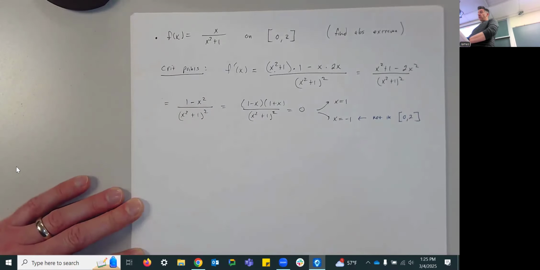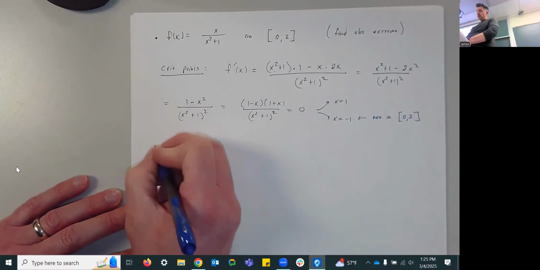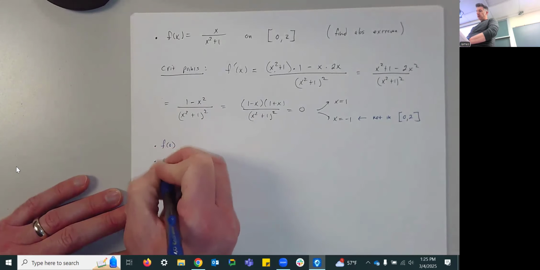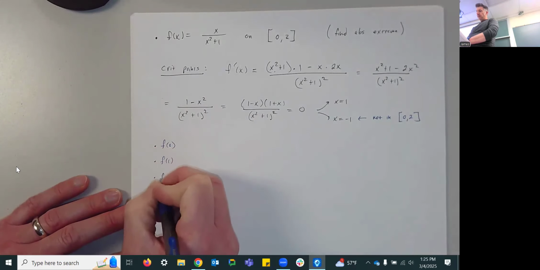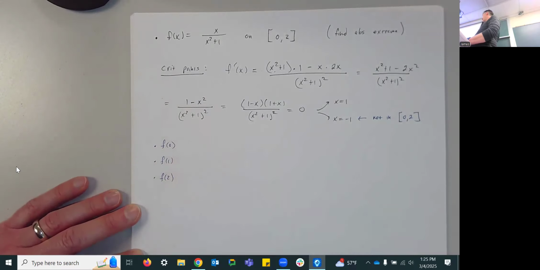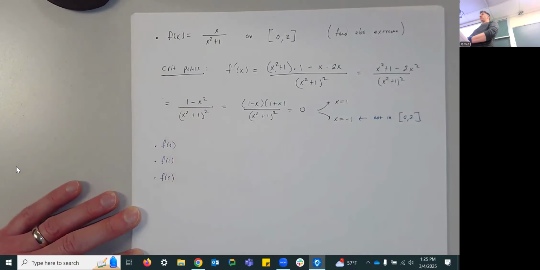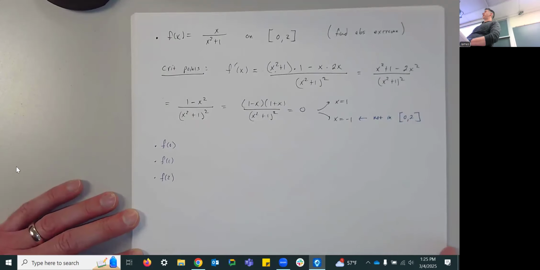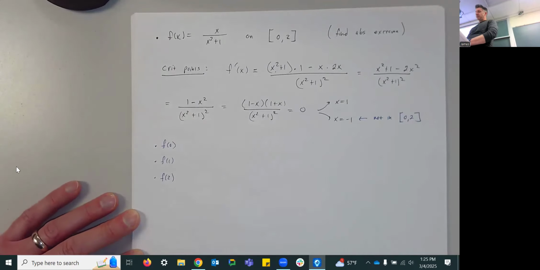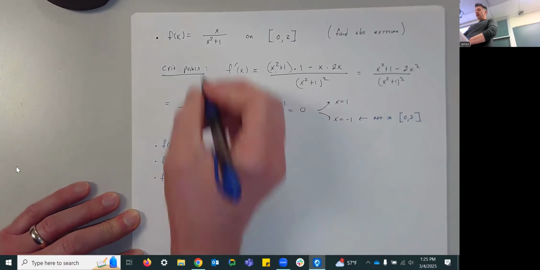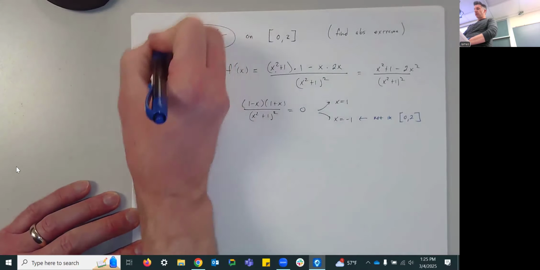Plugging into the original function, we're going to look at f(0), f(1), and f(2). And we're not going to consider f(-1). Sorry, I always say that to emphasize the not, but I feel like I'm negating a negation, right? We're not going to look at f(-1). End of story. So we're plugging back into the original function here.